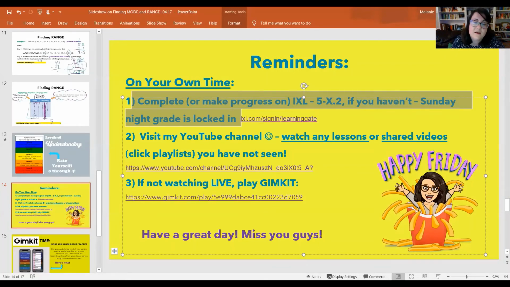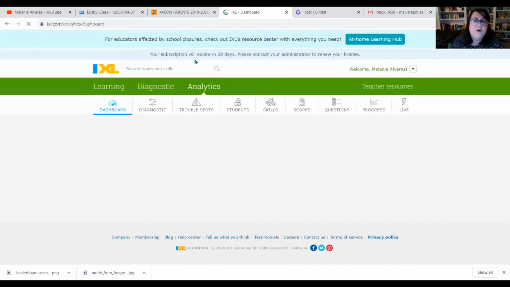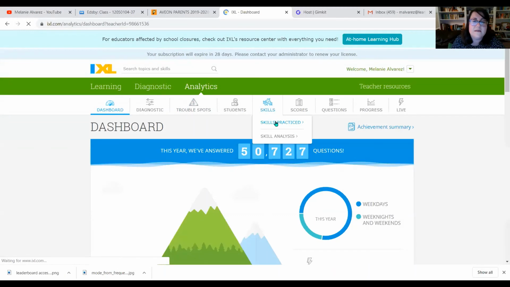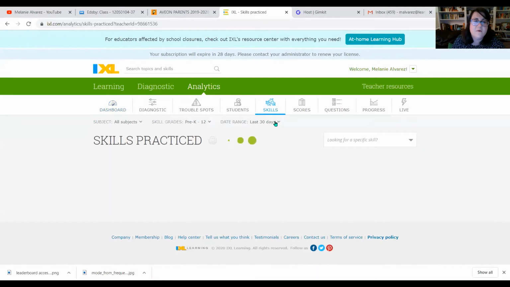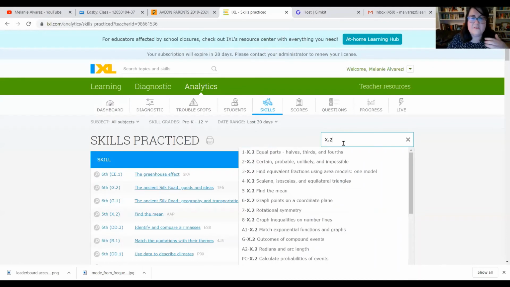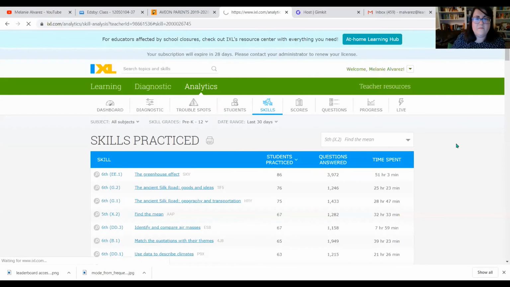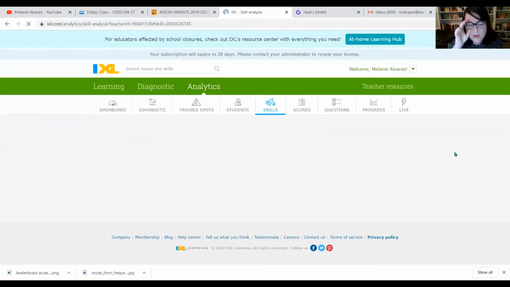And actually, I'm going to share it right now with you because I want to give a shout out to the people that have done it. I'm going to give you a visual shout out right here. I'm going to go right here to skills practiced, and I'm going to find that skill. I forget, there are so many ways to look this up. Okay, let's try this way. Boom, find the mean. See, we can see everything on IXL.